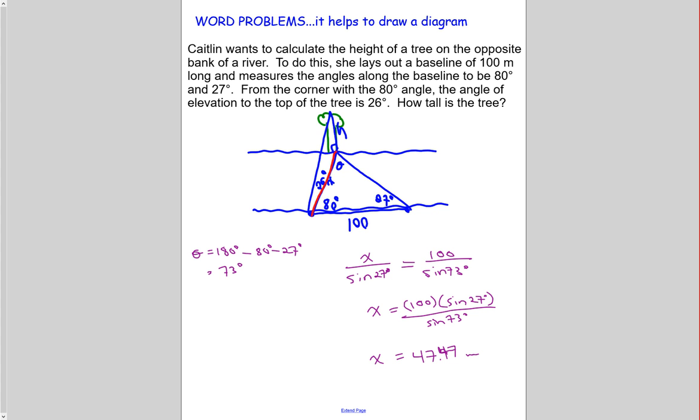I can use my basic trig. Now, tangent ratio will give me opposite over adjacent. The opposite is the height. The adjacent is the value of x that we just calculated. So that's the one I want. So I'm going to say tangent of 26 is opposite, that's the height, over adjacent, that's side x, 47.47.